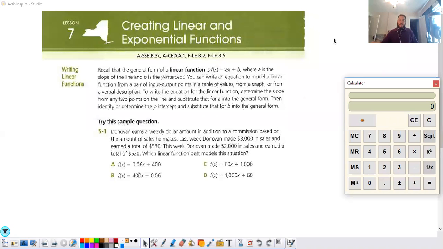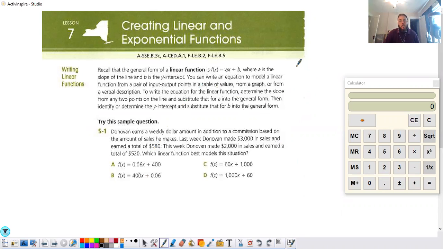All right, so here we go. We are looking at the last lesson in Module 3, lesson number 7, where we are going to be creating linear and exponential functions. So starting at the beginning, it says, recall that the general formula for a linear function is f of x equals ax plus b, where a is the slope of the line and b is the y-intercept.